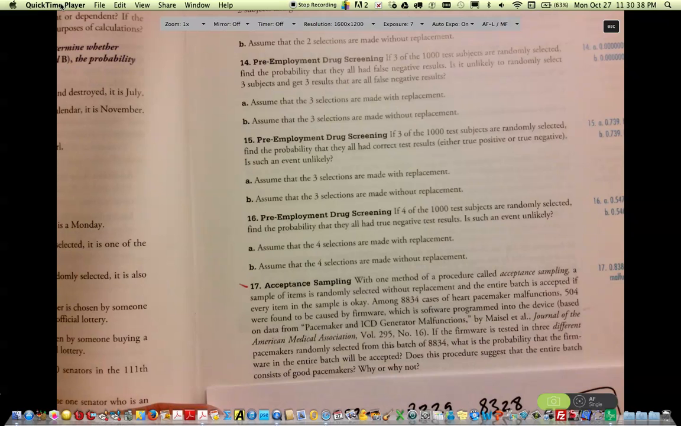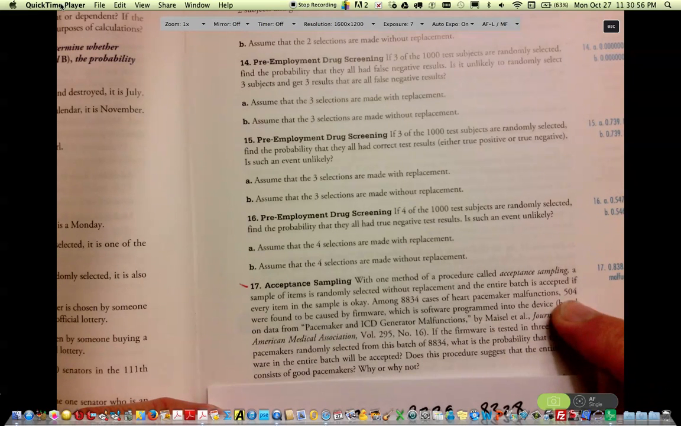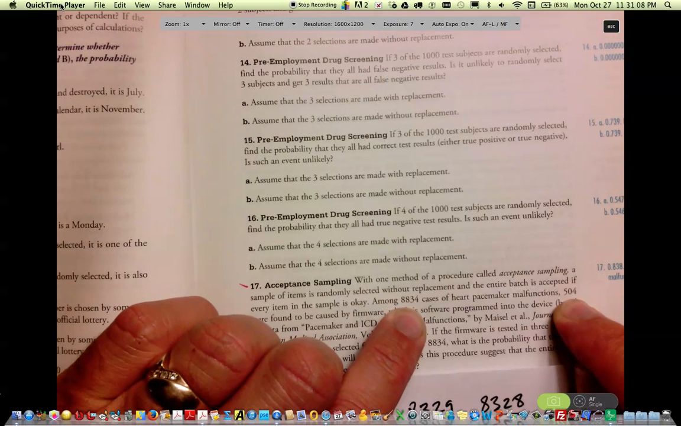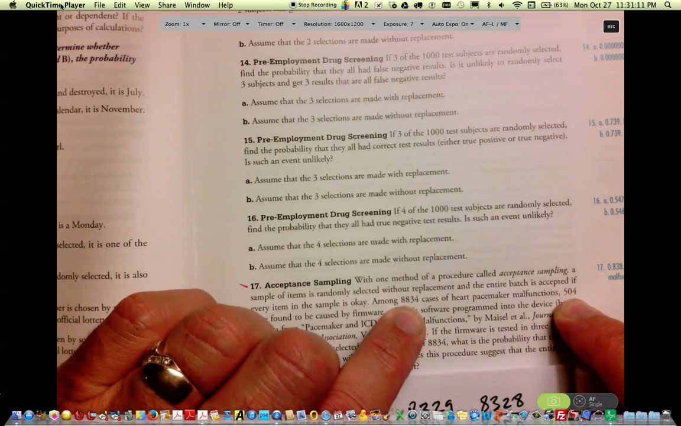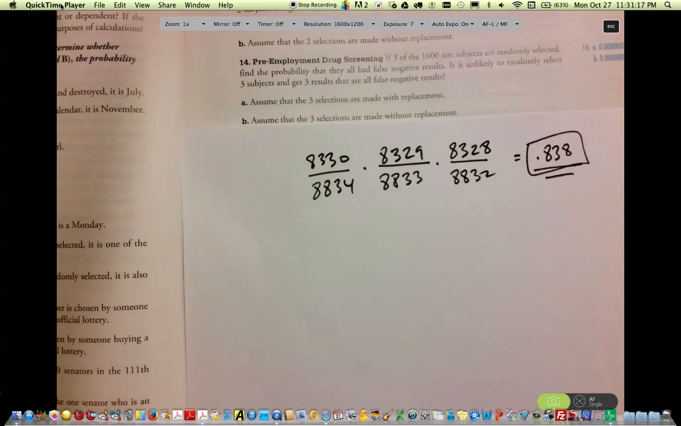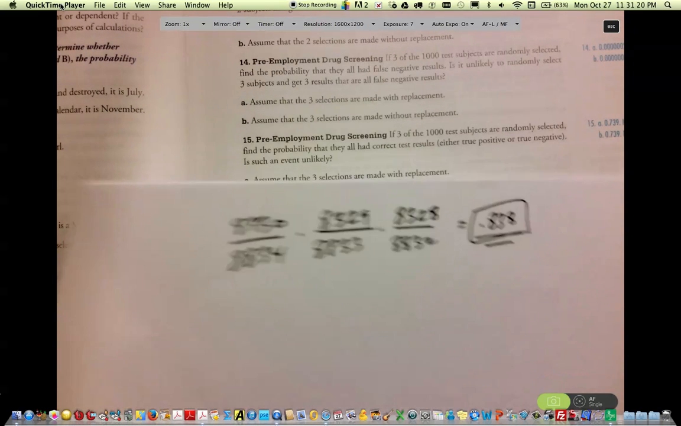The answer is no, it doesn't. The probability that we're going to end up getting 3 good ones is pretty high. So this gives me evidence to suggest that this batch is good, but we've got a high proportion of these that are really bad. So this isn't a very good procedure for determining if this is a good case. If I had 504 bad pacemakers out of almost 9,000, I would say that's a pretty high proportion that are bad. This technique is going to say they're good about 83% of the time. That's not a very good way of testing to see if the batch is bad.